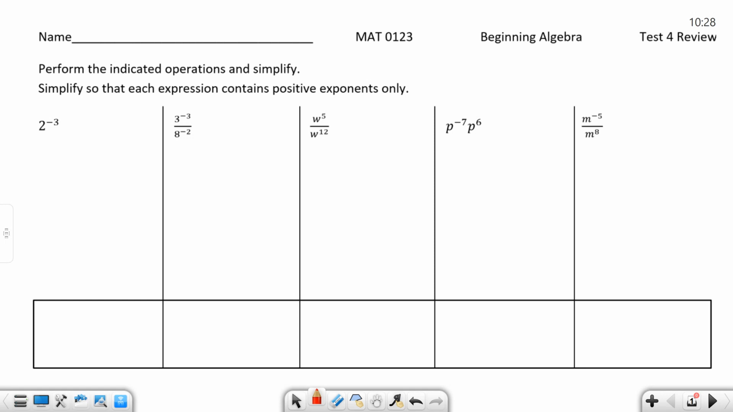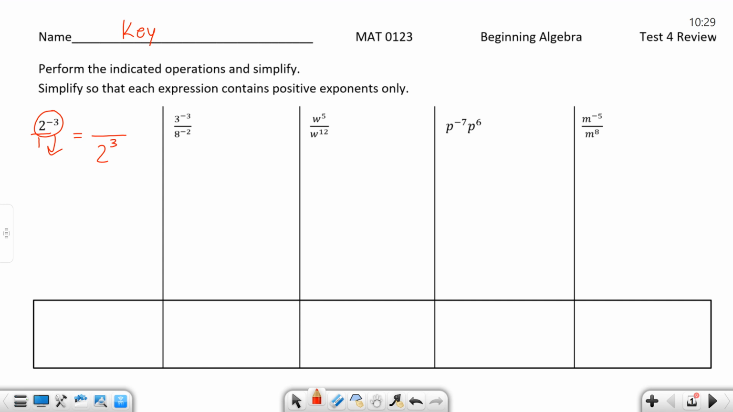This will be our review for test 4, beginning algebra. So we have 2 to the negative 3 power. This negative exponent means take this and move it across the fraction line. Remember, we pretend like this is over 1. So when we move it, the 2 to the third power is now in the denominator, in the bottom.